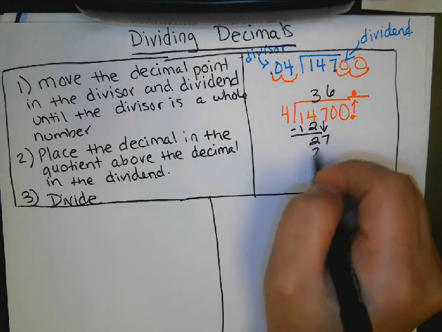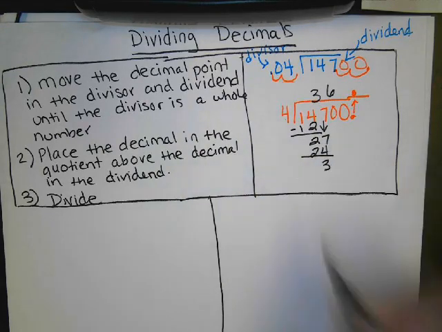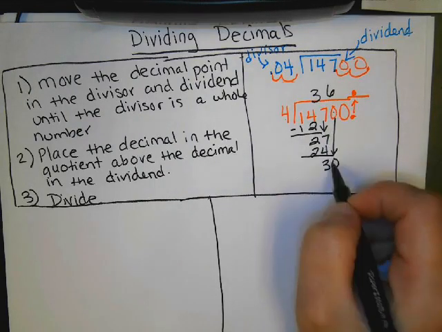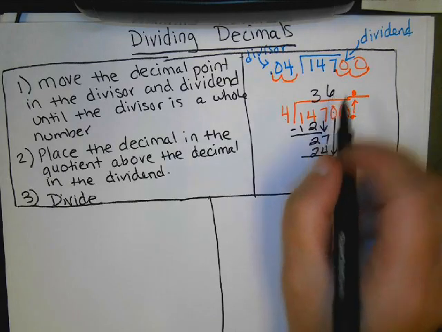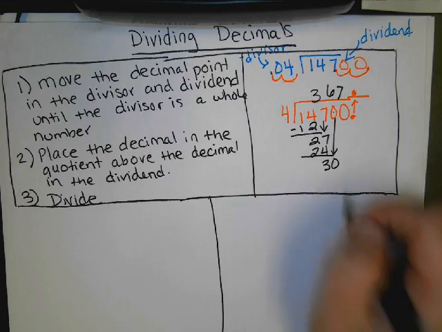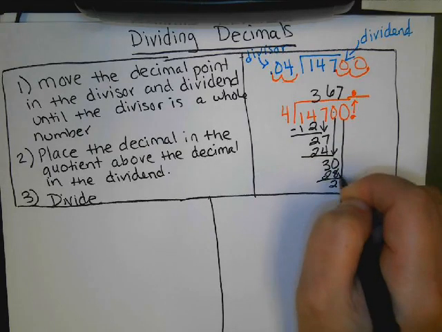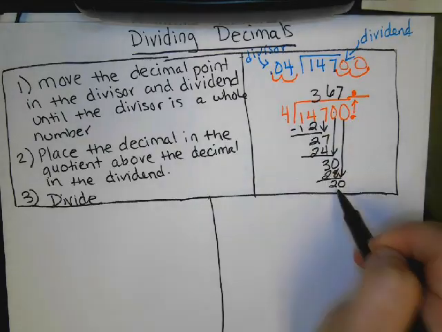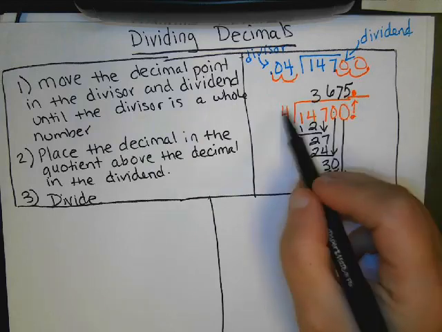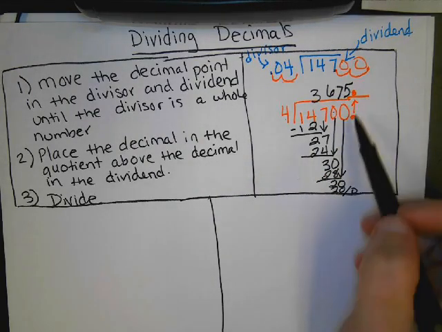6 times 4 is 24. 27 minus 24 is 3. 3 left over. Drop down the next number. We're asking how many times can 4 go into 30, so it needs to line up here. 4 can go into 30 7 times. 7 times 4 is 28 with 2 left over. Drop it down. 4 can go into 20 5 times. 5 times 4 is 20 with 0 left over, so I am done.